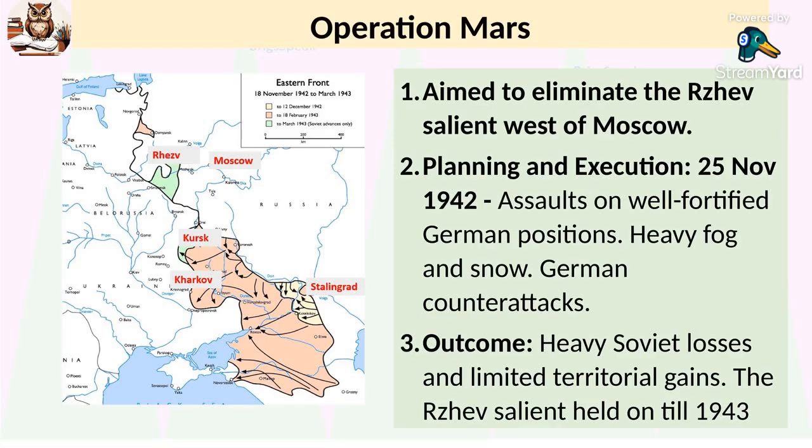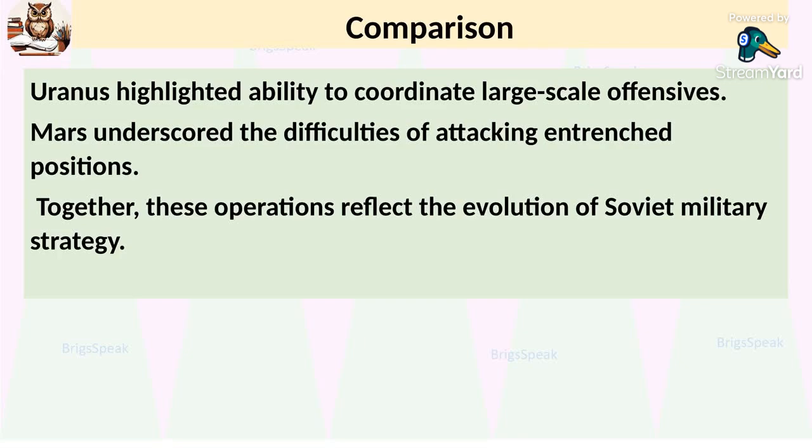On the other hand, Operation Mars, launched on November 25, 1942, aimed to eliminate the German Rzhev salient, which was west of Moscow. Poor weather, strong German defenses under General Walter Model, and ineffective artillery preparation hampered the Soviet offensive. Despite determined assaults by the Kalinin and Western Fronts, the operation resulted in heavy Soviet losses and limited gains. The salient remained in German hands until 1943.